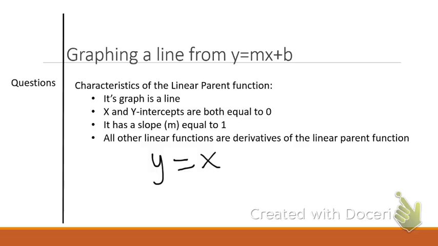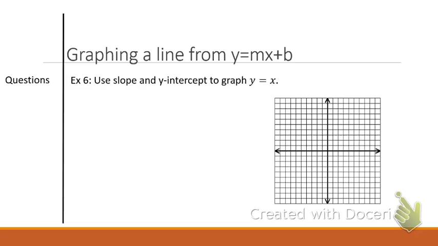And what do you mean it has a slope of 1, Mr. Arsenault? I don't see a number there. Remember, the number in front of the x is the slope, and there's an invisible 1 there. And lastly, all other linear functions come from this parent function, hence the word parent. So let's look at exactly what this graph would look like. At first glance, you're like, how in the world am I going to use slope and y-intercept to graph y equals x?